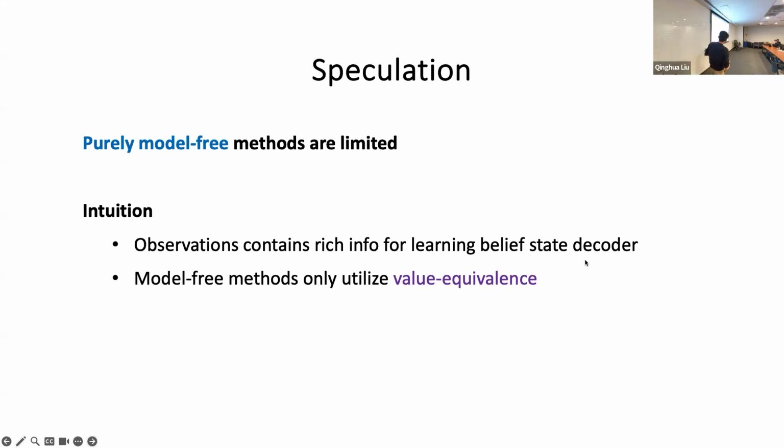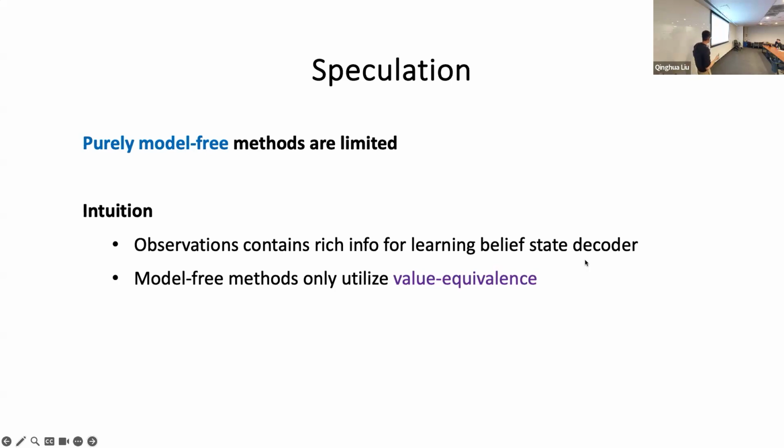And for learning this decoder function, it's very important to notice that our observations contain a rich amount of information for this purpose. And if we could find a way to probe that information and utilize it, it could greatly speed up our learning efficiency.